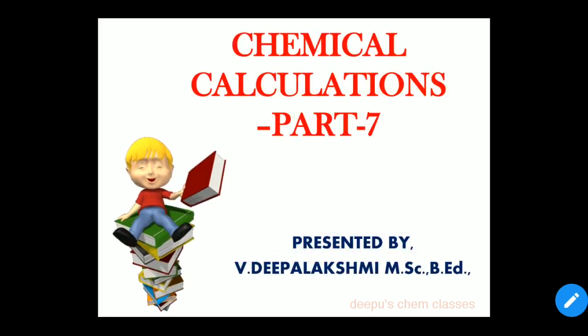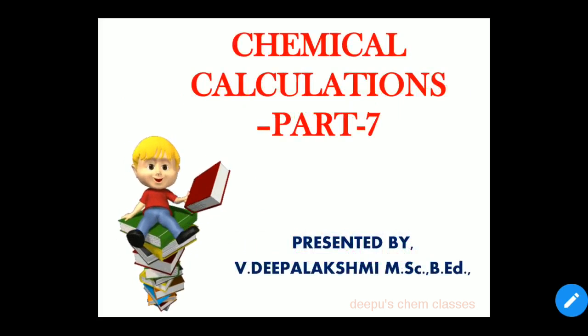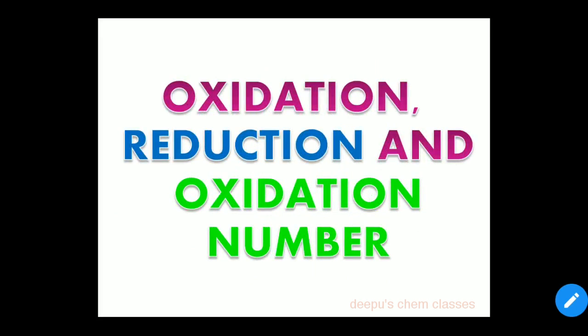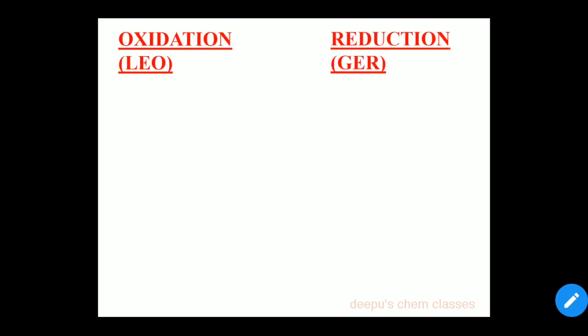So today's class is about chemical calculations, the continuation. Today we are going to see about oxidation, reduction and oxidation number. So let us see what is oxidation and reduction comparatively.